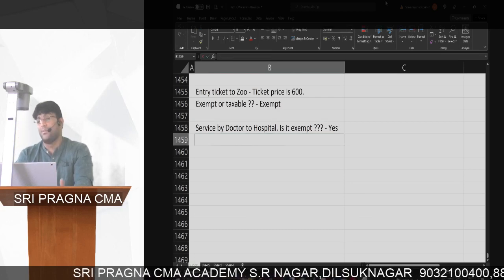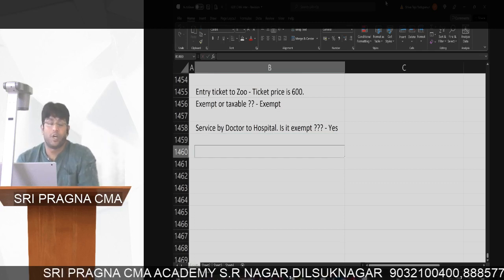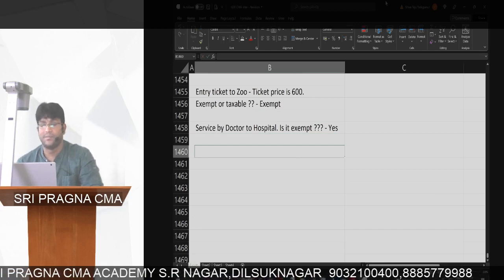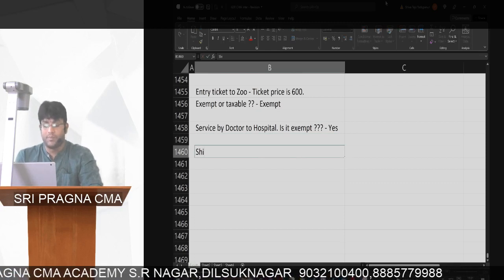This is also exempt. So exemption is not just for hospital to patient, exemption is also given for doctor to hospital. Clear, friends? Next point.